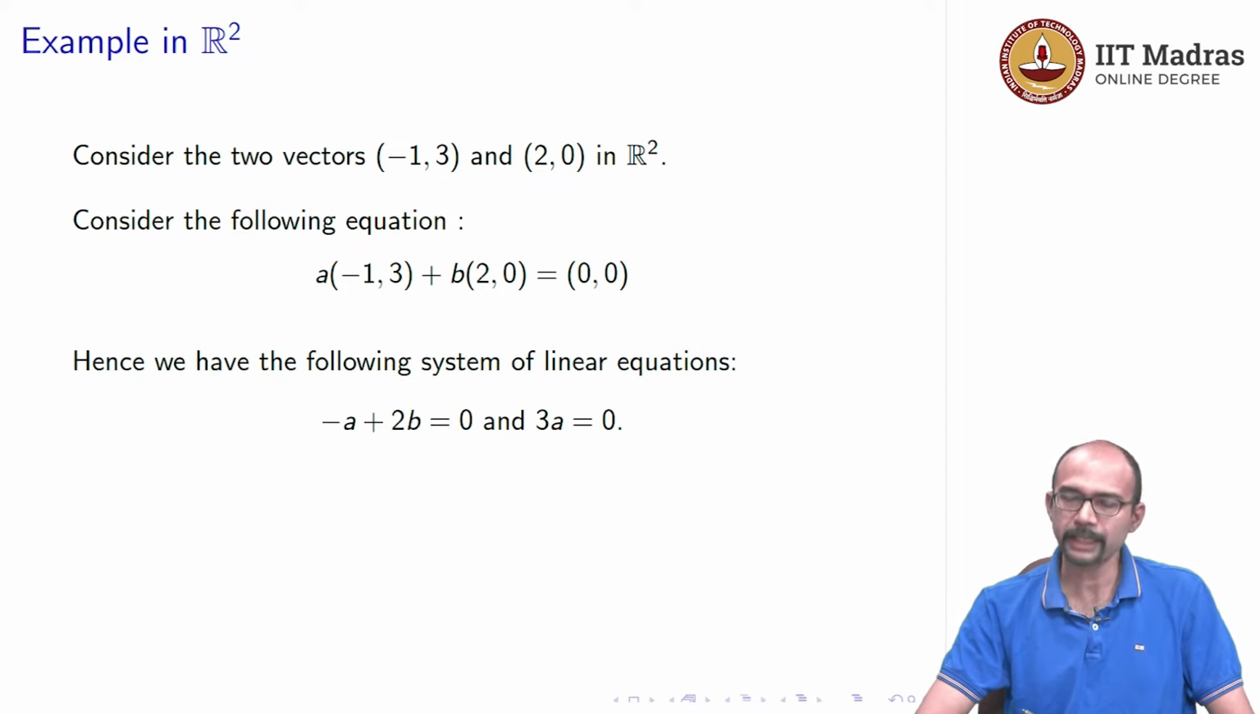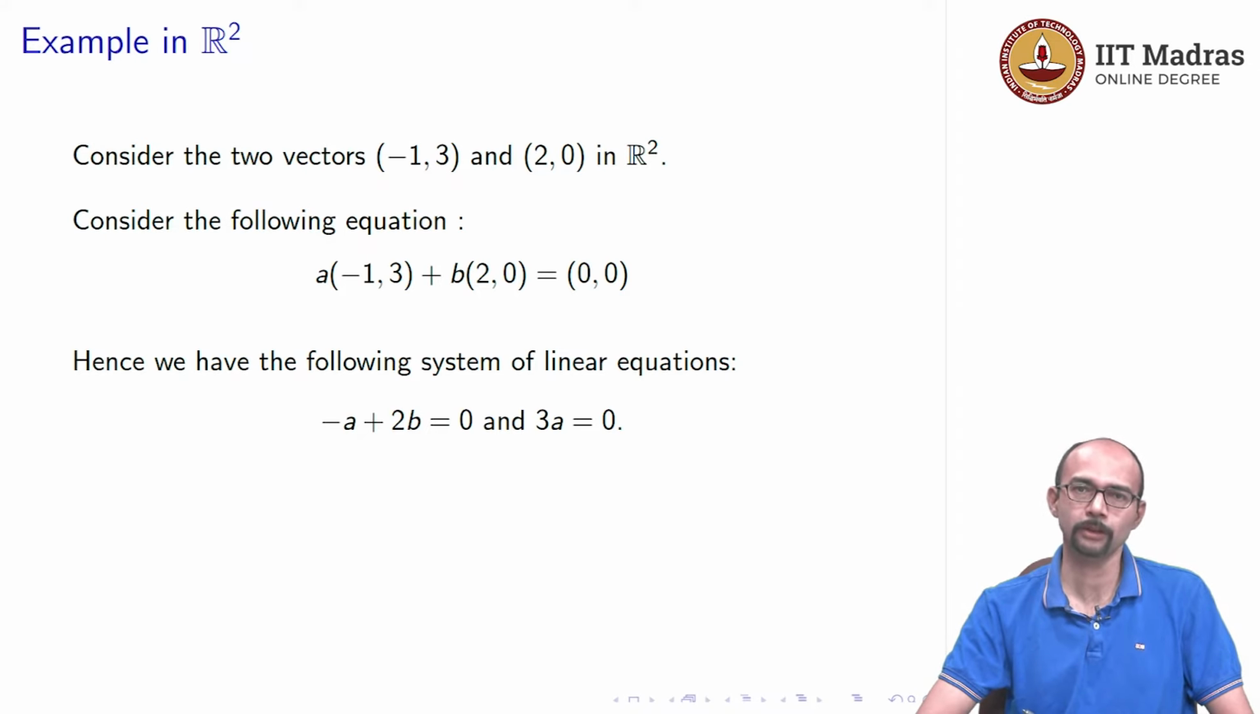So, if you do that, you equate the corresponding coordinates. The first coordinate for the left hand side is minus a plus 2 times b. The first coordinate for the right hand side is 0, they are equal. So, that means these two must be the same. So, minus a plus 2b is 0, and the second coordinate is 3 times a plus 0 times b, which is just 3 times a, and the second coordinate on the right is 0. So, you get 3 times a is 0. So, we have a system of linear equations, minus a plus 2b is 0 and 3a is 0.